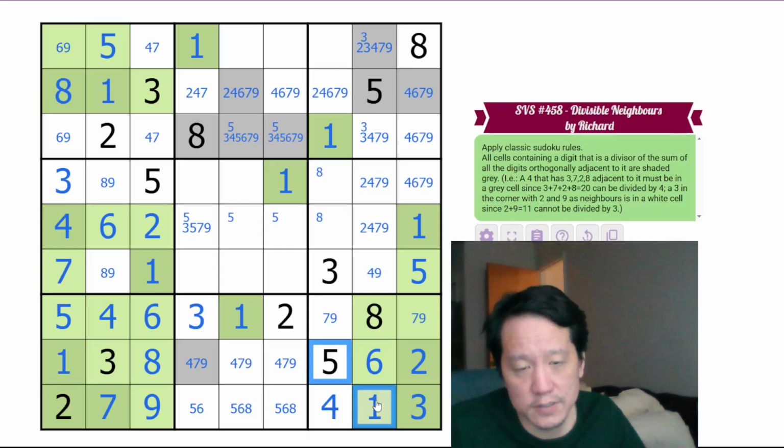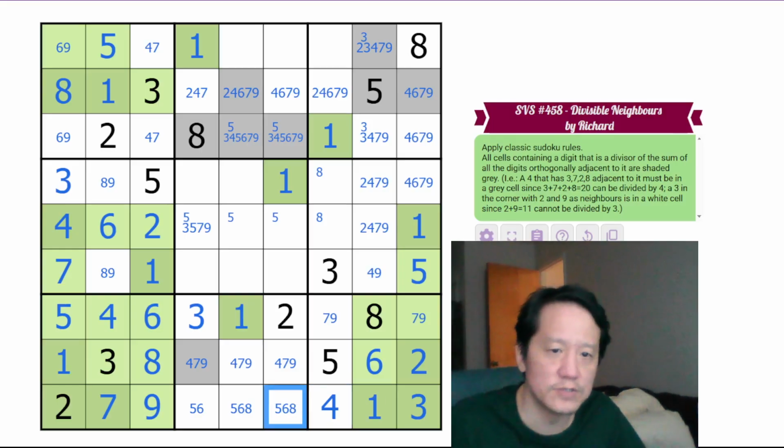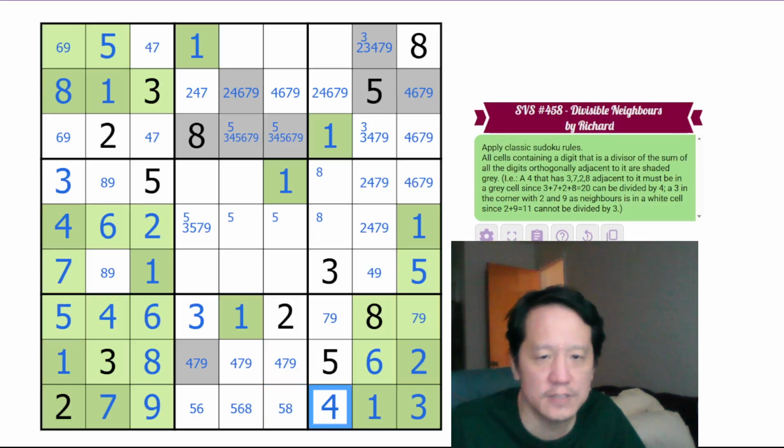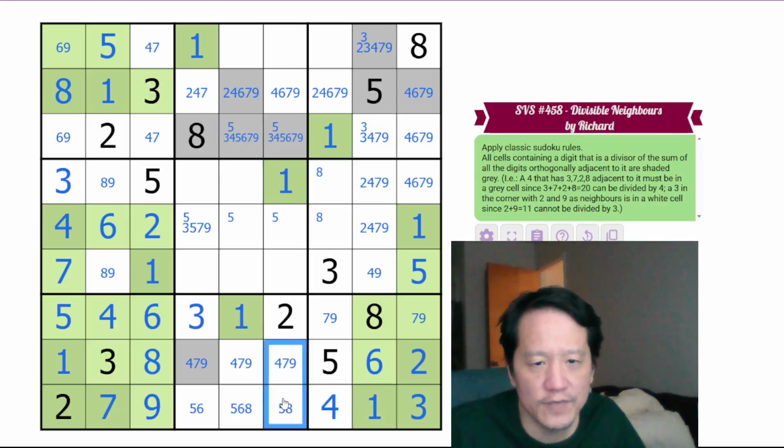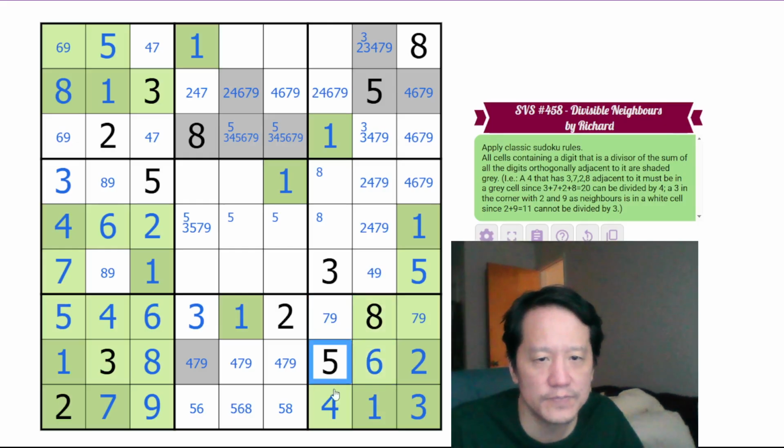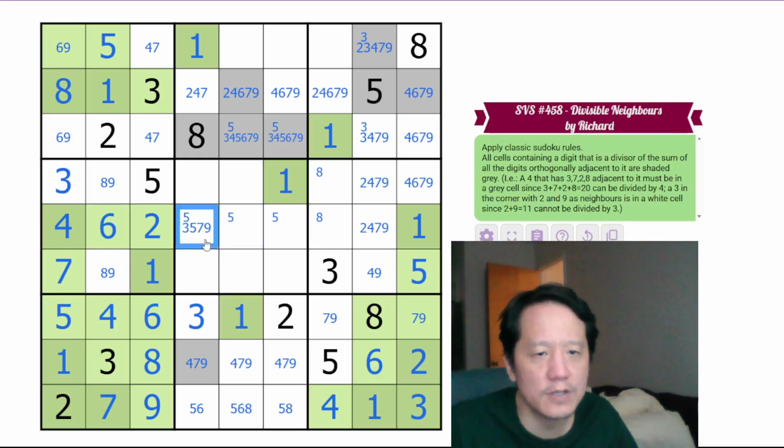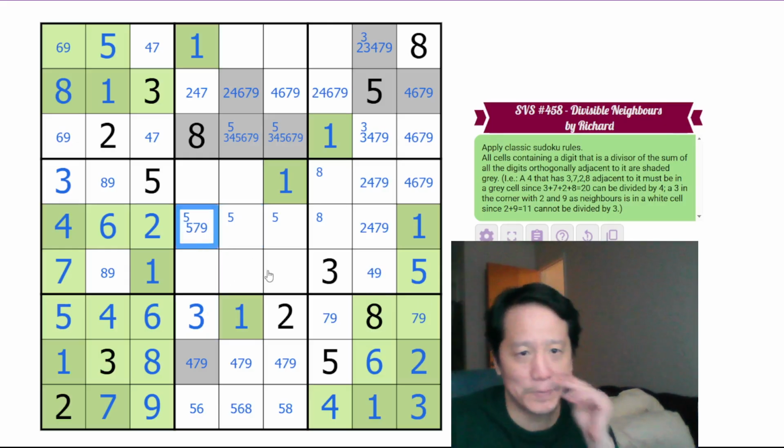This is 6. 6 plus 6 would add up to 12, which 4 does divide evenly into, so this cannot be 6. And 8, 1, 5, 5 is 11, which 4 does not divide evenly into. 1, 5, 8 is 14, which 4 does not divide evenly into, so that's satisfied. Three eliminates 3 from being here.